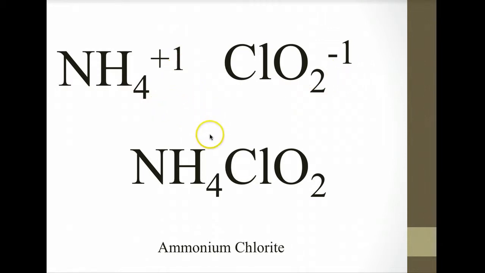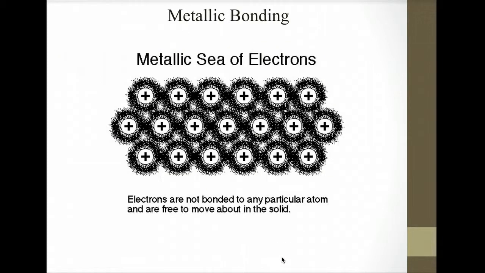Now since we only need 1, we don't have to put parentheses around anything. So the correct formula is NH4ClO2. The correct name would be ammonium chlorite. Okay, now moving on to metallic bonding.